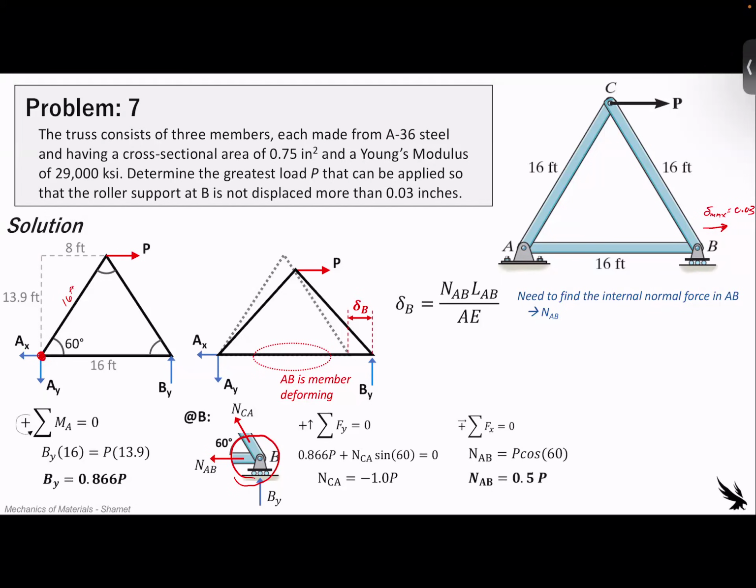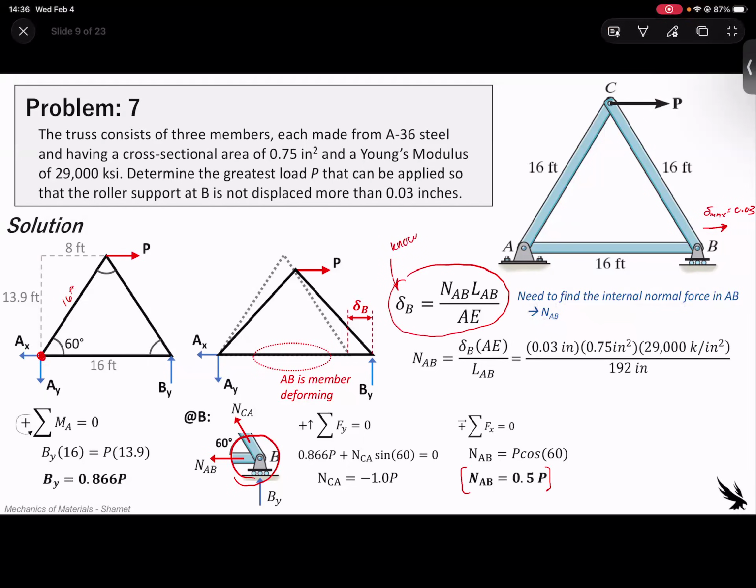So what this means is, for every time we apply 1 unit of P, so if P is equal to 10, the internal force at AB is going to be 5, or half of that. So now that we have a function for NAB as a function of P, we can solve this for NAB by rearranging this equation. The reason we do that is because we have a tolerance, or we know that this is going to be 0.03 inches. So NAB is equal to the deformation at B, which is going to be 0.03 inches. That's the max.